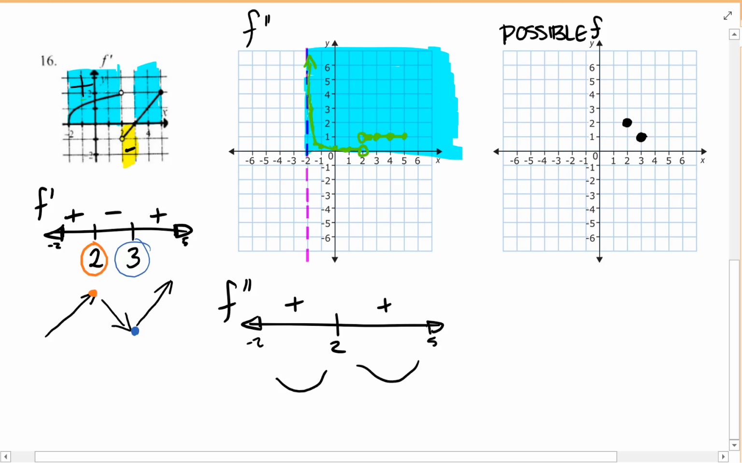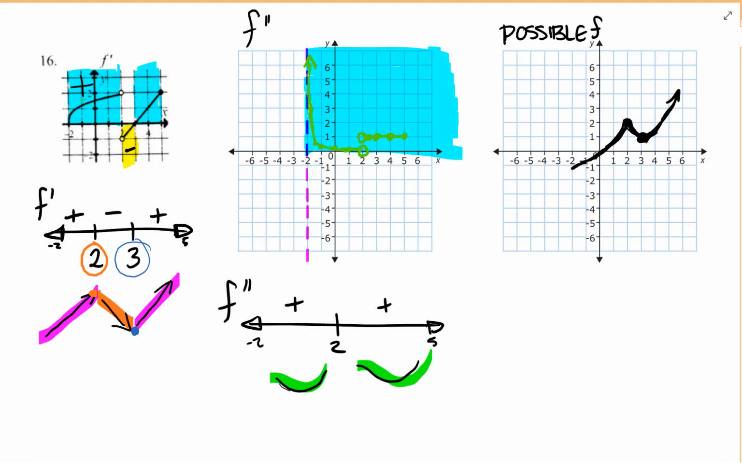Now I look at the f prime number line again and see the graph of f is increasing from -2 to 2. So from -2 to 2, we should be increasing. We are decreasing from 2 to 3, and we're back to increasing from 3 to 5. So this is a possible sketch, and we're concave up from -2 to 2 and concave up from 2 to 5. We're getting closer to what our graph should look like.